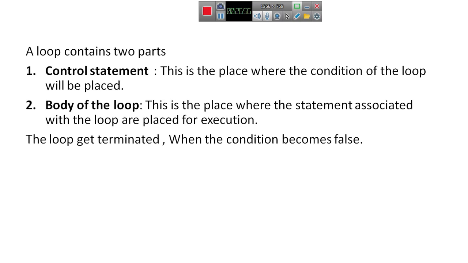A loop contains two parts, control statement and body of the loop. This is the place where the condition of the loop will be placed, and body of the loop, this is the place where the statements associated with the loop are placed for execution.